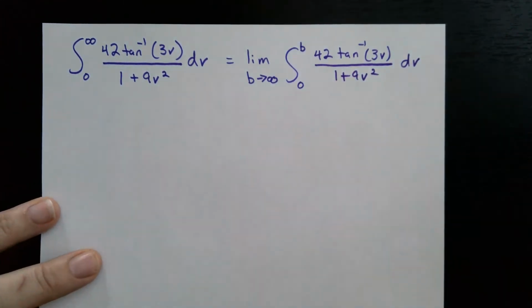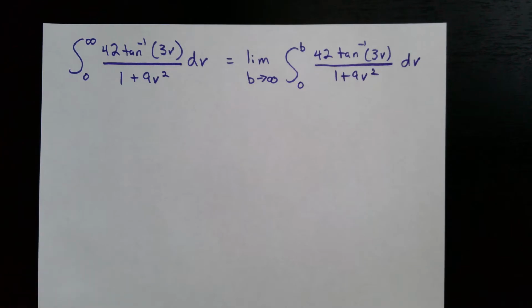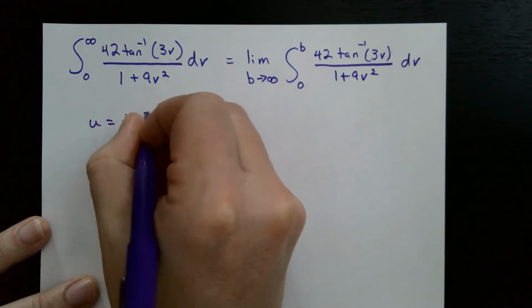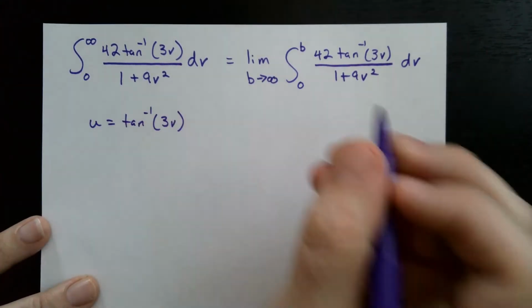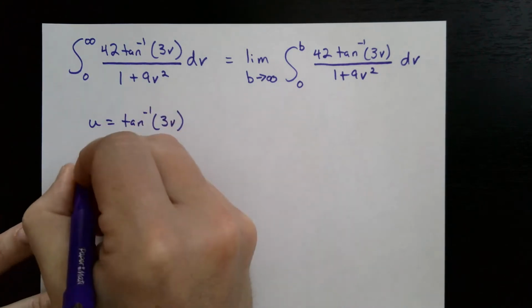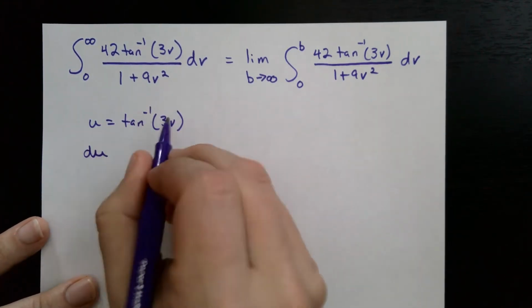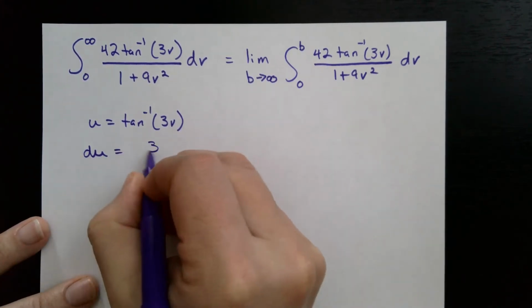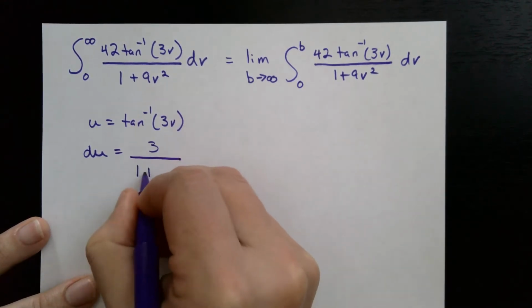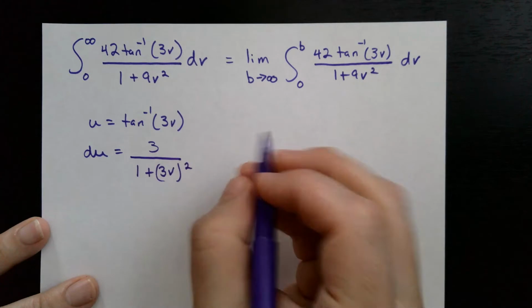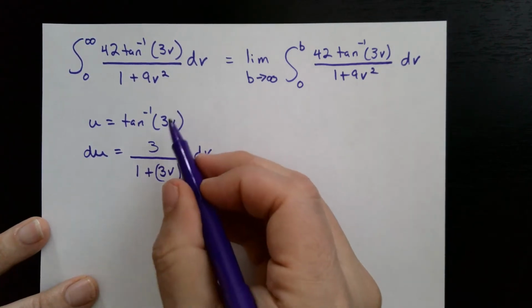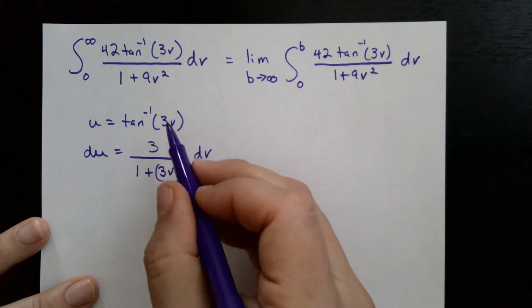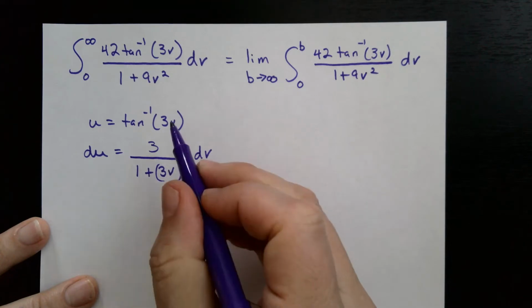All right, so how we're going to do this problem is we're going to say that u is equal to inverse tangent of 3v. And that means that du, now it means we're taking the derivative of tangent inverse of 3v. So that's going to be 3 over 1 plus 3v squared dv. The 3 comes from the derivative of the inside, so whatever the derivative of the inside of this inverse tangent function is what goes on top, and then on bottom this 3v obviously is from there and it gets squared.